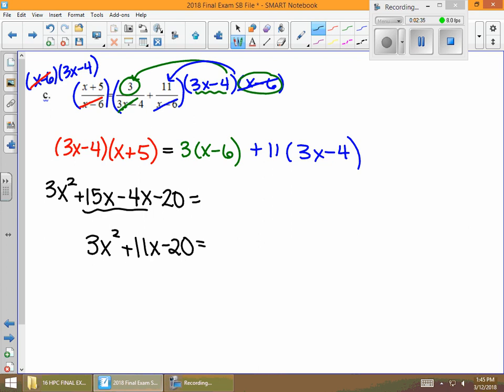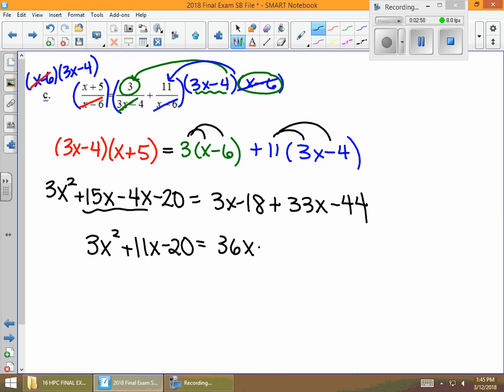So now let's work the right side. I'm going to distribute my 3. And I'm going to distribute my 11. So 11 times 3 is 33x. And then minus 44. And again, combine my like terms. 36x and negative 18 minus 44 is negative 62.